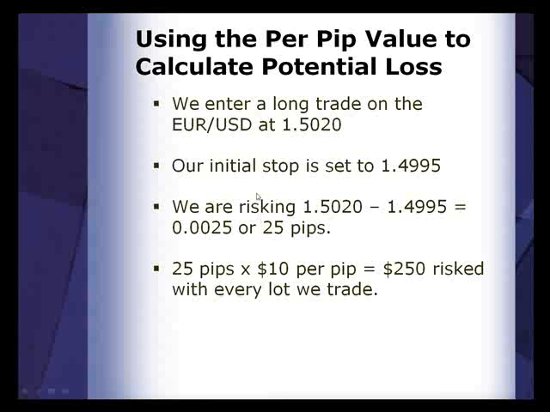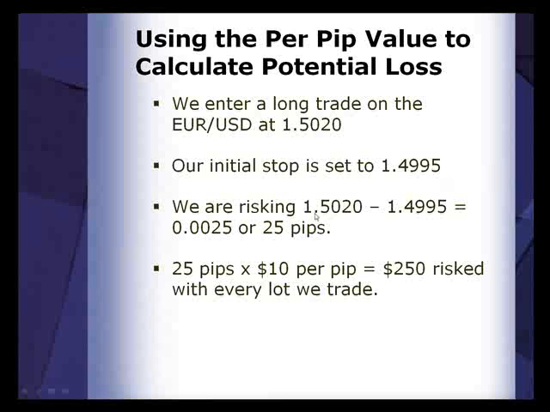And once we have a per pip value, we can calculate how much we are risking on a trade and then use that number to calculate how much we should trade. So let's just go through an example here. We enter a trade long on the Euro US dollar at 1.5020, and the system tells us that our initial stop loss should be set to 1.4995.